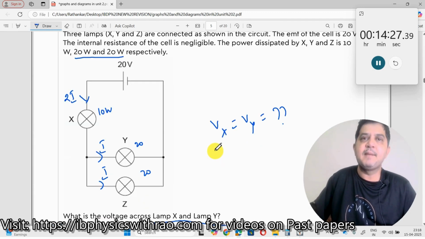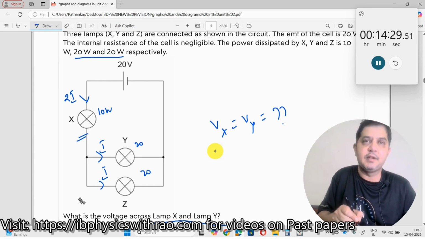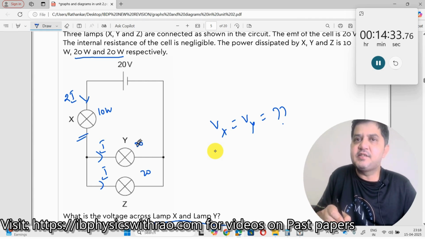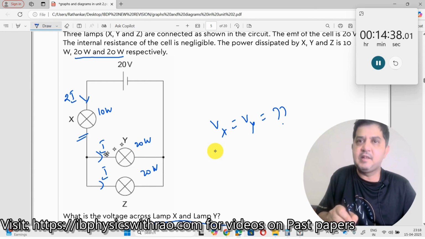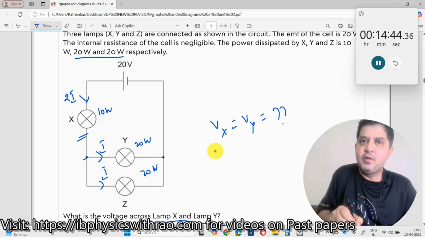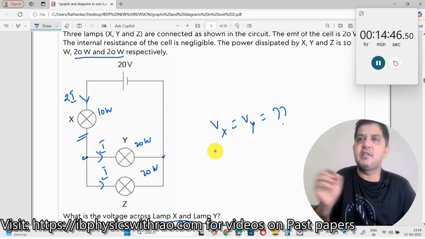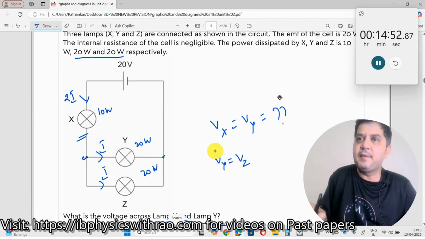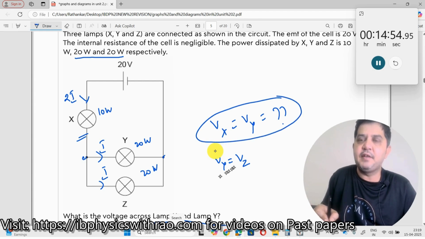Lamp X and lamp Y. Now, the power across this is 10 watt over here, 20 watt over here, and 20 watt over here. These are parallel resistances, right? Parallel ones over here. Nothing else has been told. The voltage across these 2 points should remain constant, which means your Vy should be equal to Vz. And what is to be found is this one.